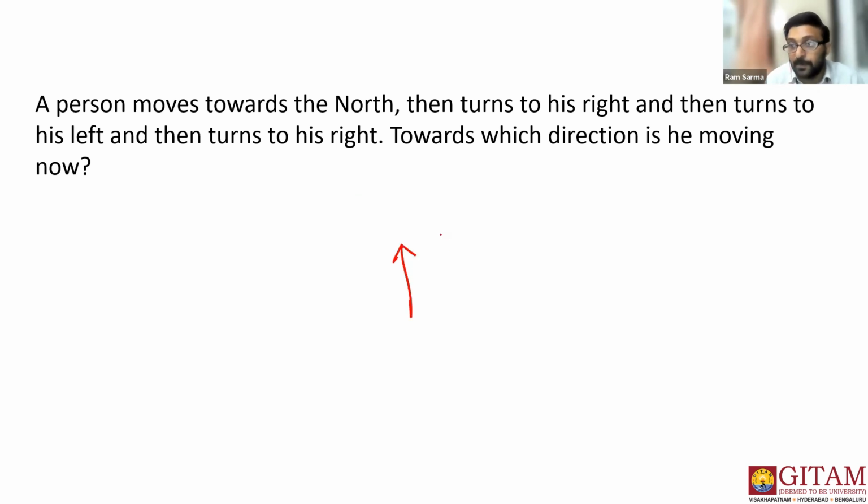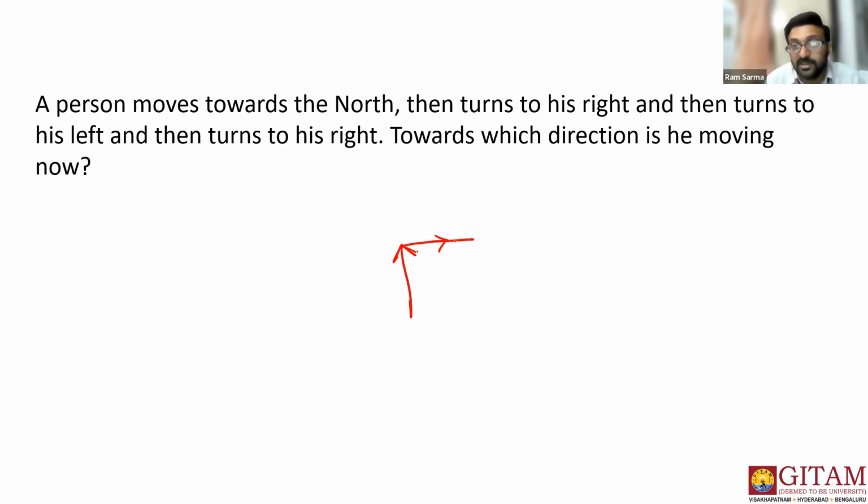As we discussed earlier, when we are working on a paper, the direction we face is north. So let us assume that it's north. A person is moving towards north. Then he turns to his right. Assume yourselves moving in this direction. Now we have to assume which direction will be to his right. As this person is moving towards north, his right will be towards east.